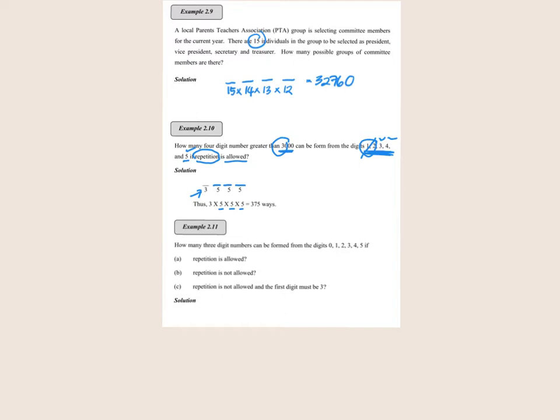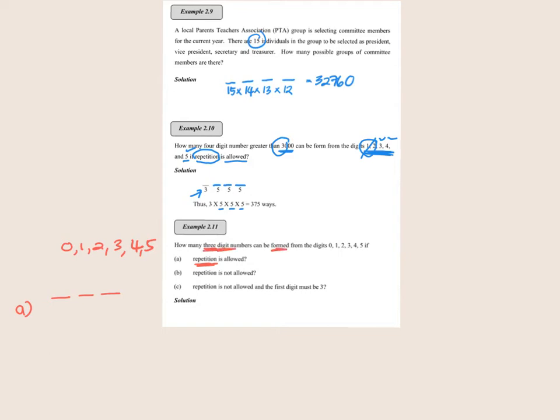For the question in example 2.11, how many 3-digit numbers can be formed? So, 3 empty slots from the digits 0, 1, 2, 3, 4, and 5. For part A, repetition is allowed. Remember, you can repeat any digit given in the question, but the trick here is that it is stated that 3-digit numbers can be formed.